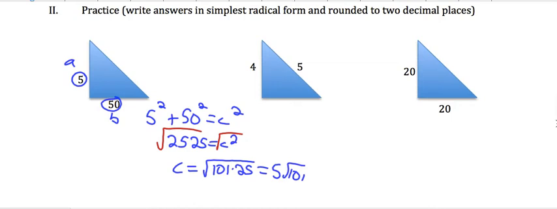Now, you could also write it as a decimal. And I want to get you used to writing this both ways, okay? So if I do 5 times the square root of 101, or just simply take the square root of the number, I get 50.25 if I round to 2 decimal places.